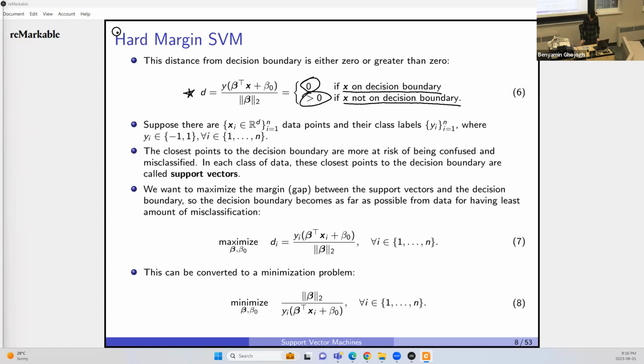Suppose there are n data points and their class labels yi. So we have n data points that are d-dimensional, and n labels, each of which is a scalar, while the data points are d-dimensional.